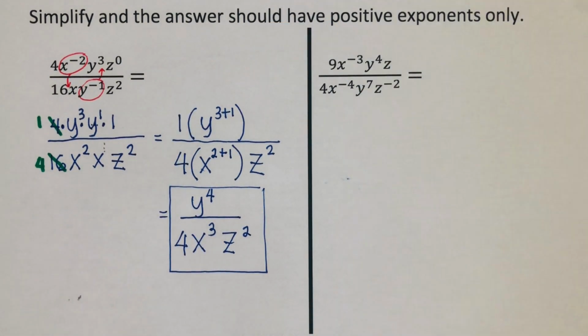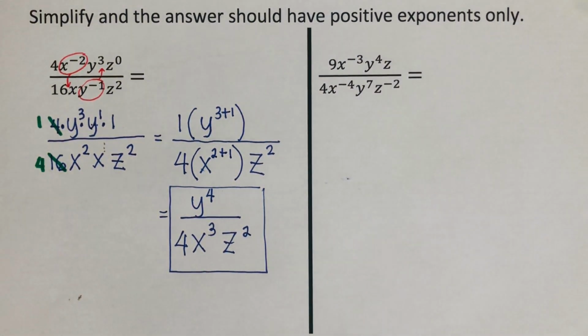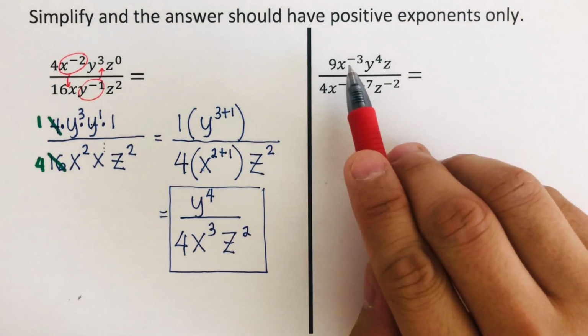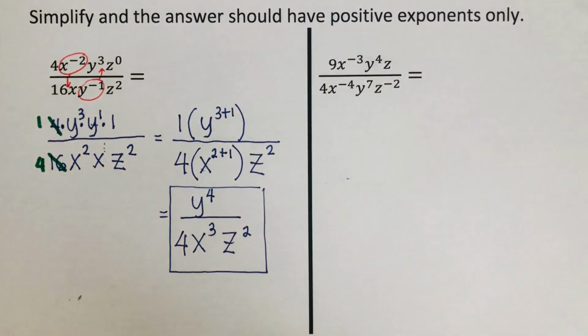Okay, so we go over the problem here. Again, we are going to make sure that we get a positive exponent. So again, the tip is we move the ones with a negative exponent to the other side. Meaning, if it's on top, we move it to the bottom. And if it's at the bottom, we move it on top. In that way, we can switch the exponent to a positive.